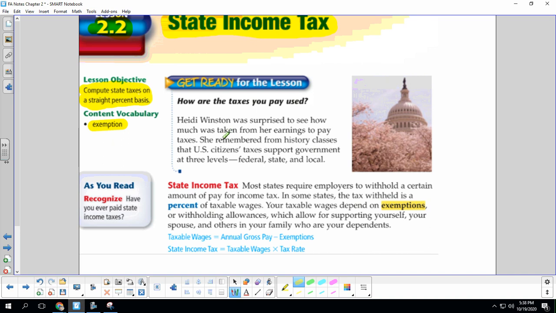She remembered from history classes that U.S. citizens' taxes support government at 3 levels: federal, state, and local. We looked at federal last session. We're looking at state, and the next section, guess what? We're going to look at local.